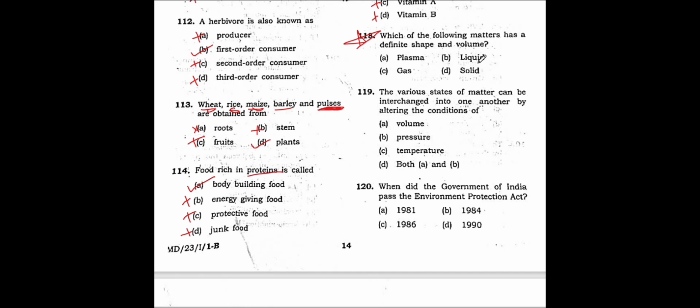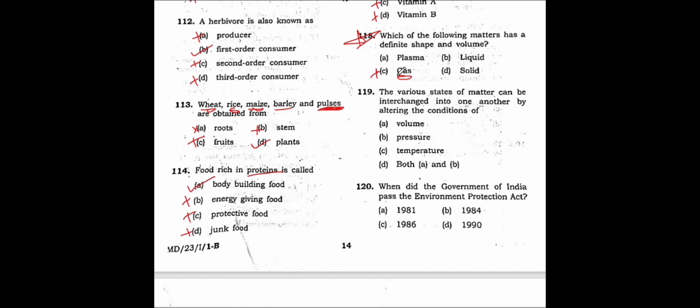So what is a solid? A solid can be a mobile phone, all right? A liquid can be petrol or kerosene or water. Then a gas can be oxygen, carbon dioxide, hydrogen, right? Different types of gases. Now they are asking which of the following matters has a definite shape. Do you think a gas has a definite shape? No, gas does not have a definite shape. If you put gas in a cylinder, it will take the shape of a cylinder. If you put it in a cube, it will take the shape of a cube.